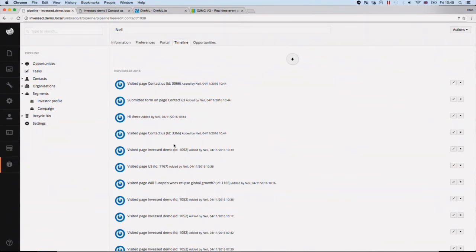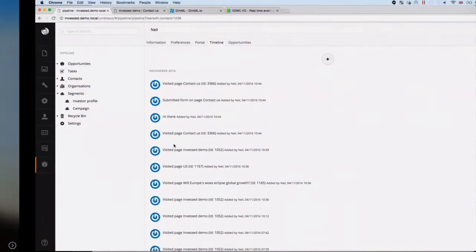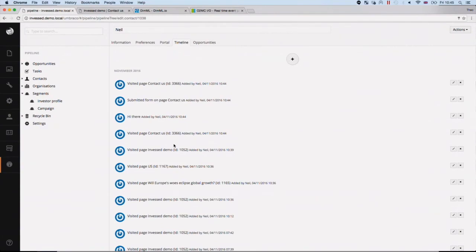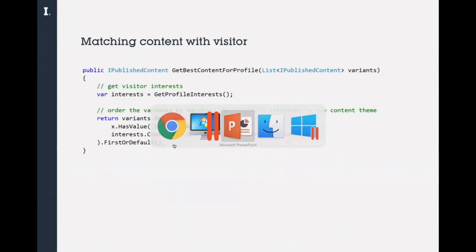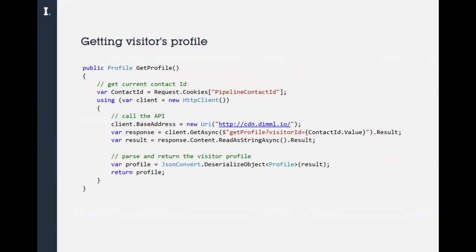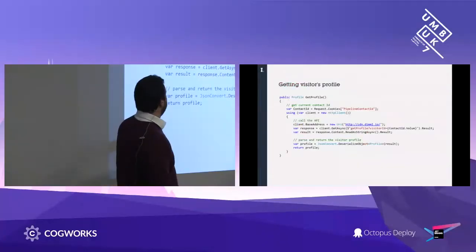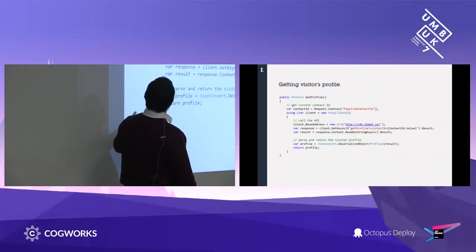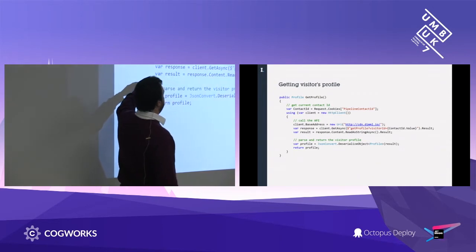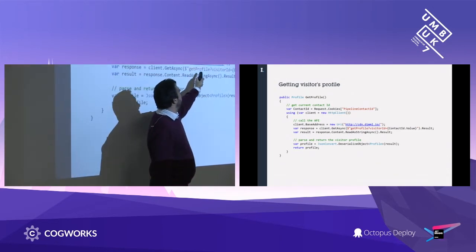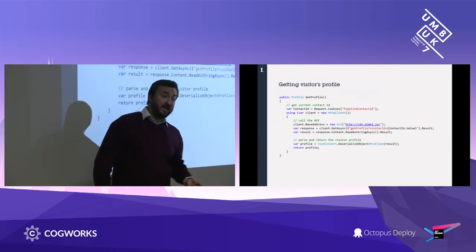Let's look at some code actually. So how do we get the profile? Two ways to do this. One way, if we go the DIML route, again we call the API. It's a similar thing as before, and we have specified a new API endpoint.